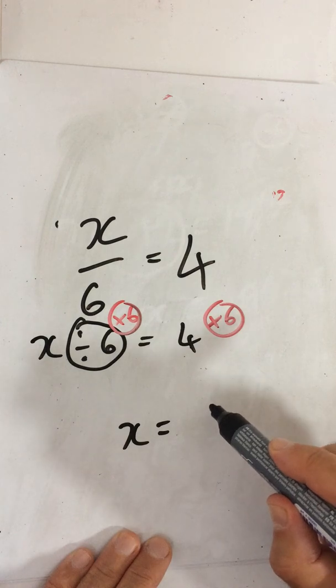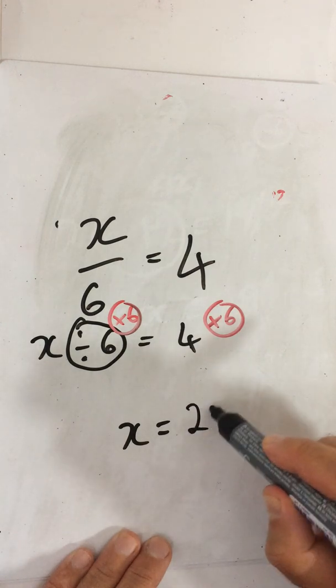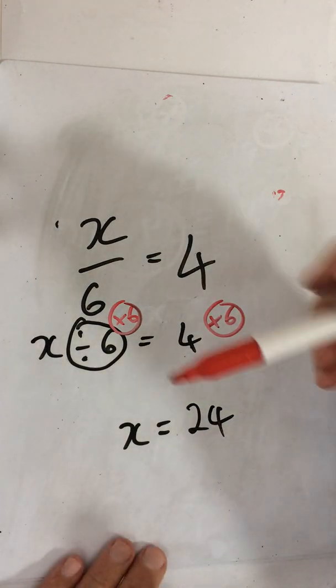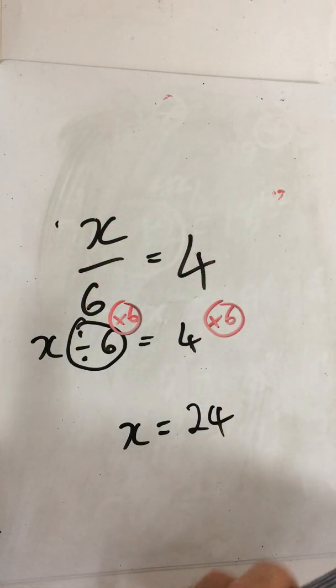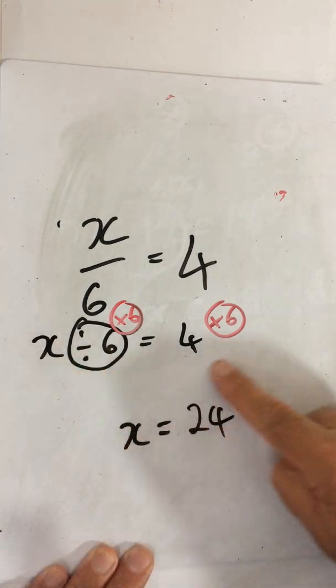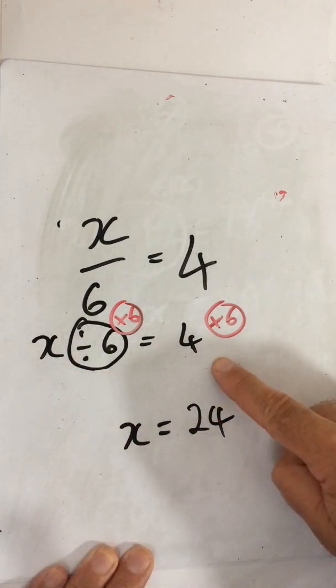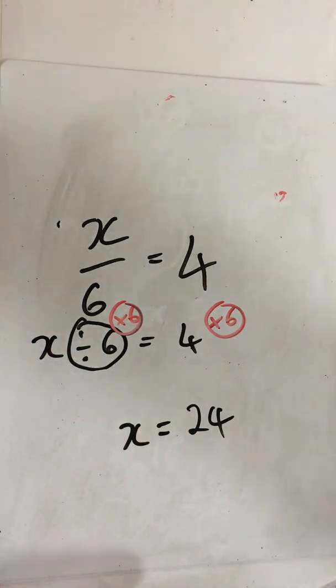6 times 4 is 24. X is 24. And let's just check. 24 divided by 6 is 4. That is correct. Okay, so you don't necessarily need this middle line when you're doing them, but if you want to put it in there to make it easy for yourself, you can.